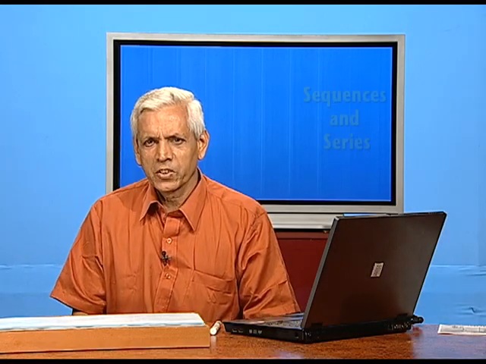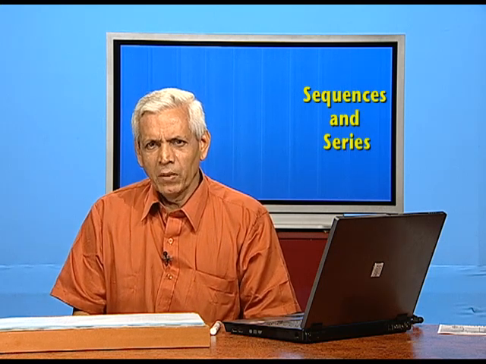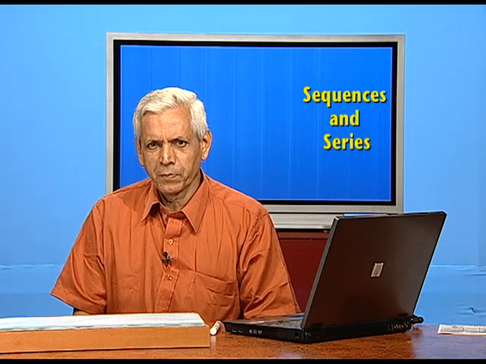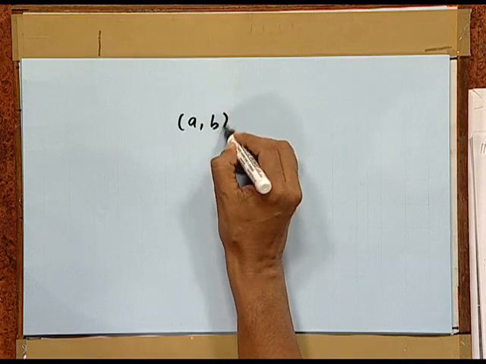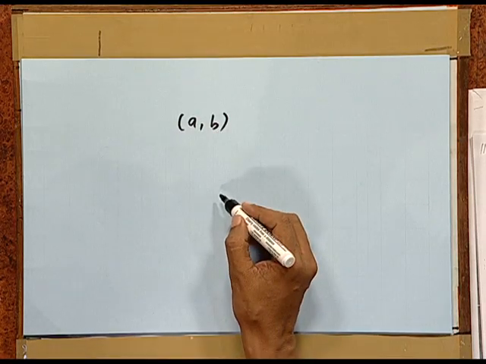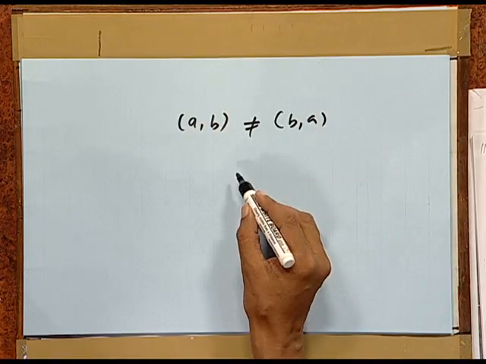Hello students, today we will be discussing sequences and series. Now, you are all familiar with an ordered pair. It has two elements, maybe numbers, integers, fractions, anything. Here, this pair is not equal to this pair. It means in an ordered pair, the position of the element is important.